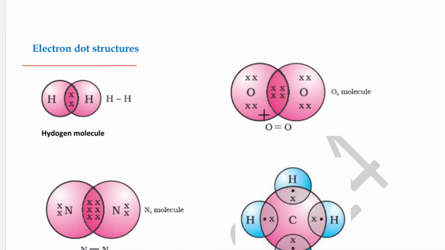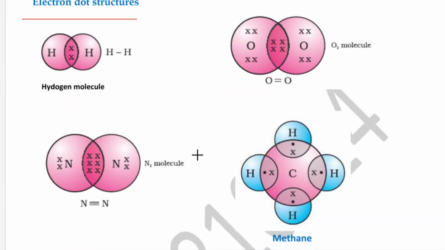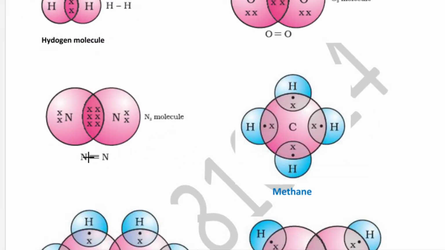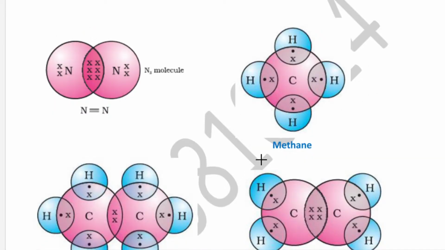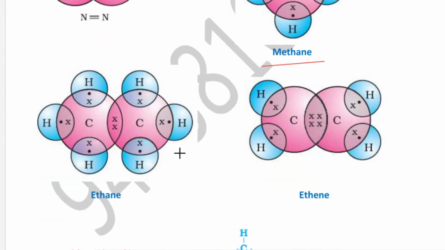O2 molecule, it has double bond. N2 molecule which has triple bond. Methane, CH4. Ethane, C2H6. Ethene, C2H4. This is an example for alkane. This is an example for alkene. Alkanes contain single bond between the carbon atoms. Here in alkenes we can see double bond.